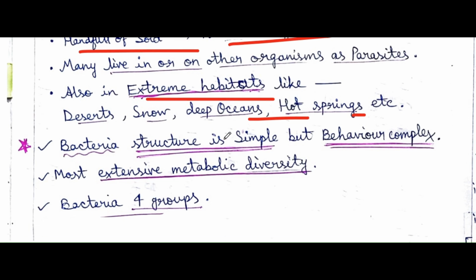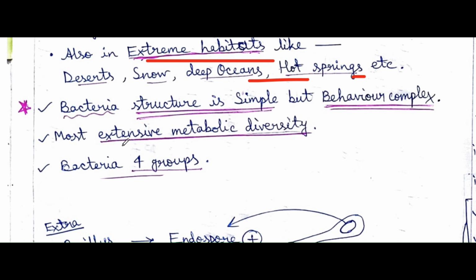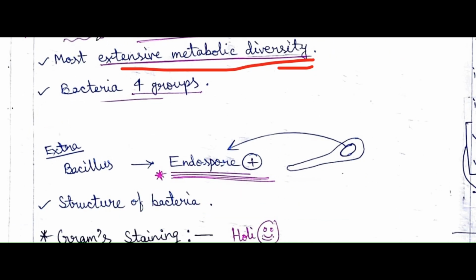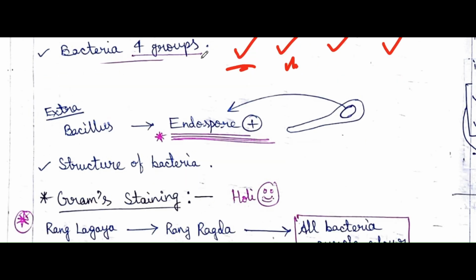Bacterial structure is very simple, but they are complex in their behavior. So extensive metabolic diversity is shown in bacteria. Bacteria can be divided into four groups. They are bacillus, which are rod-shaped, coccus, which are spherical, vibrio, which are comma-shaped, and spirillum, which are spiral-shaped. Bacillus is the most common one here, and coccus can be non-motile.